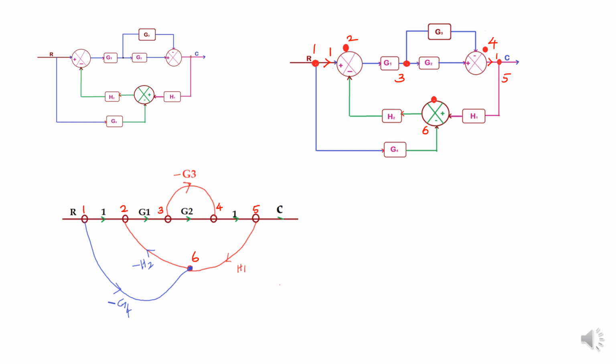Between 5 and 6, H1, that is positive H1. And from 6 to 2, the H2 is there but it is connected to the negative terminal of the summing point, so minus H2. Between 6 and 1, G4 is connected to the negative terminal, so minus G4. In this way, we have to draw the signal flow graph. After finishing the signal flow graph, we have to find out the transfer function.